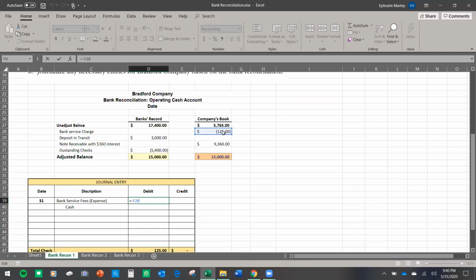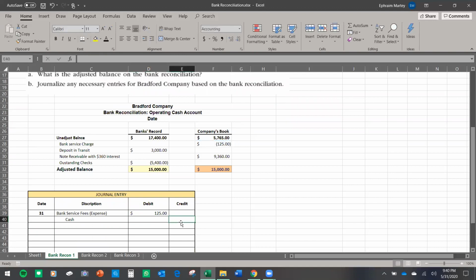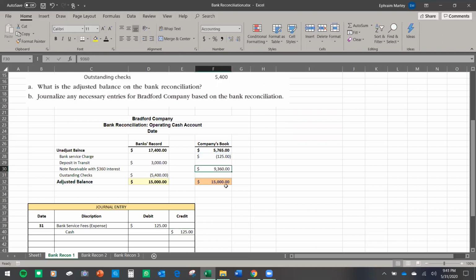You put negative here because you cannot have negative in your journal entries. In your journal entries, you always have to have positive. So 125 on the left, 125 on the right, balances. Okay. Then the next one is this.